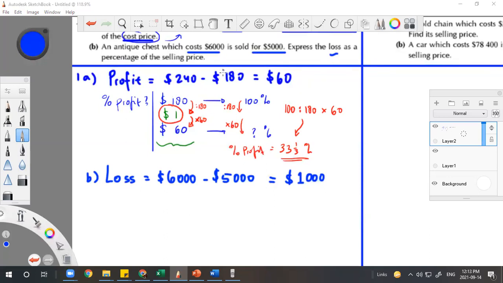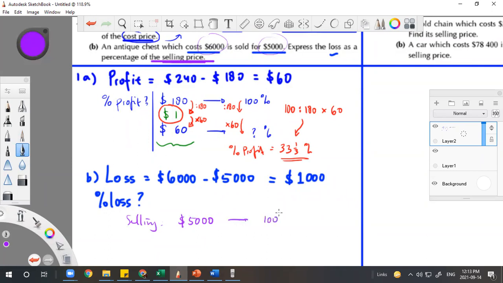The question is, express the loss as a percentage of the selling price. Again, the selling price is the 100%. So percent loss is something that we want to find as a percentage of the selling price. Pay attention to the selling price there. So you have to put the selling price. Which is the selling price? Is it 6,000 or 5,000? The selling price is $5,000. Remember, don't put 6,000, because the question is asking regarding the selling price. So this will be equal to 100%.